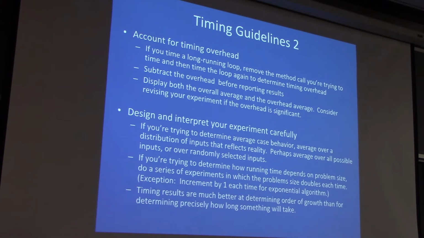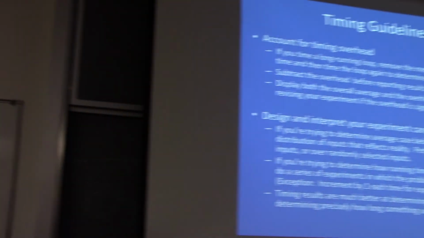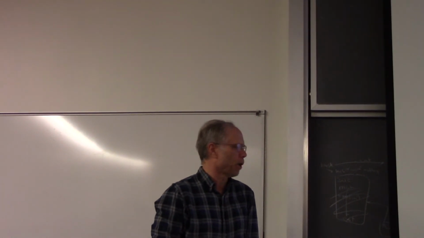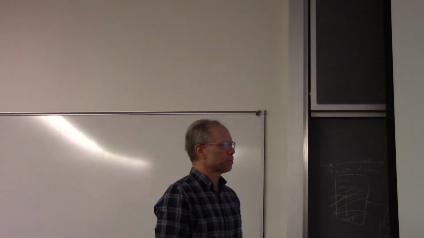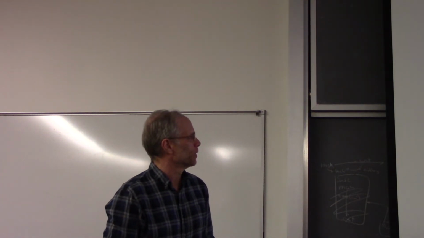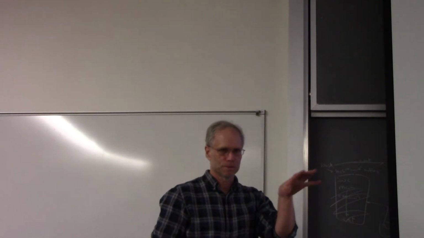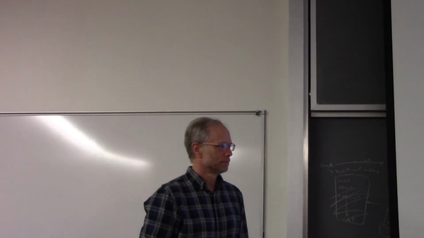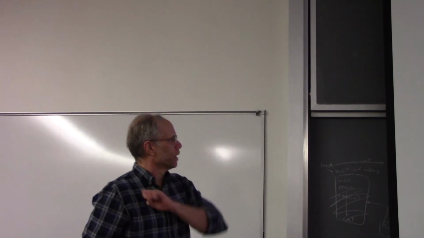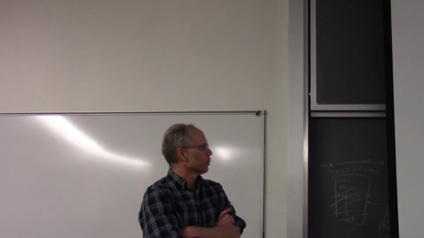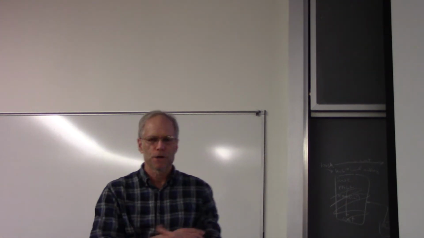Another thing you should do when you're doing this timing: yes, you're going to subtract away the timing overhead, the loop overhead, but you should make sure the loop overhead is as small as possible. So I like to display both the raw time and compare the overhead to the overall time, to make sure it's small. And this final point is, depending on what you want to know, you need to interpret your experiment carefully. You need to design your experiment carefully.